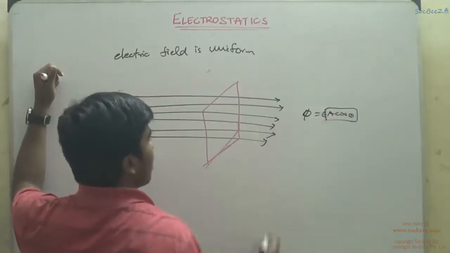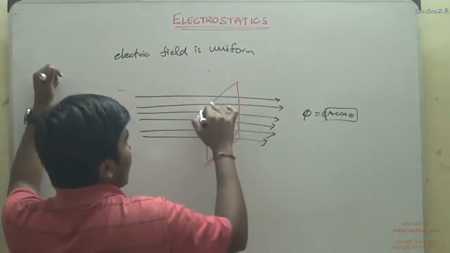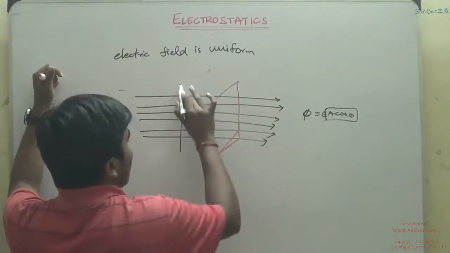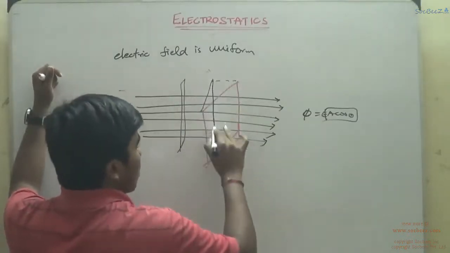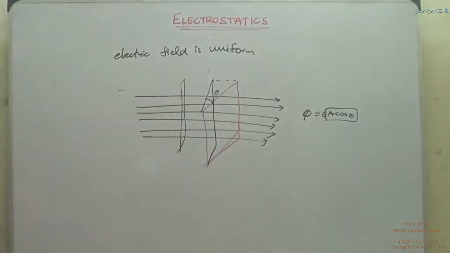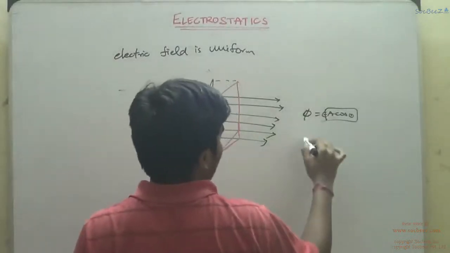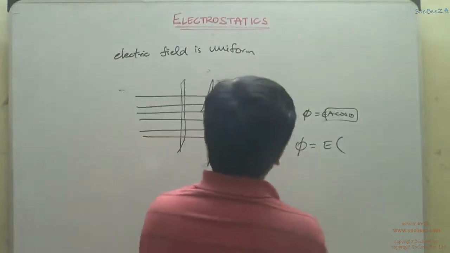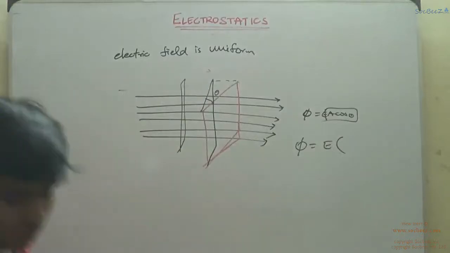Now, what is A cos theta? A cos theta is the projection of this. If I consider this plane this way, this is its projection, right? This angle is theta, and it is its projection. So whenever the electric field is constant, then to find the flux, we can simply take the electric field into the projection of that particular surface for which we are trying to find the flux. Let me illustrate this with an example.